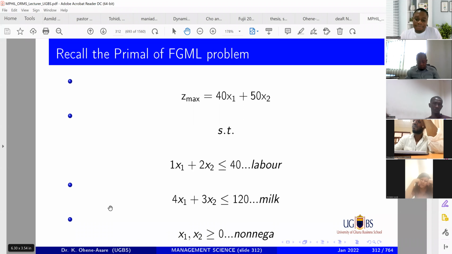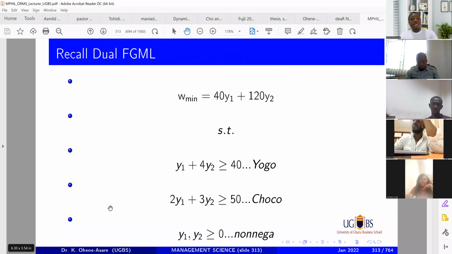Anyway, this is the primal model for the FMGL Ghana Limited we have been using all these years. If you put this thing in Excel, you'll find a solution. This is a dual model that we just did a few minutes ago. Let's solve this dual in Excel.